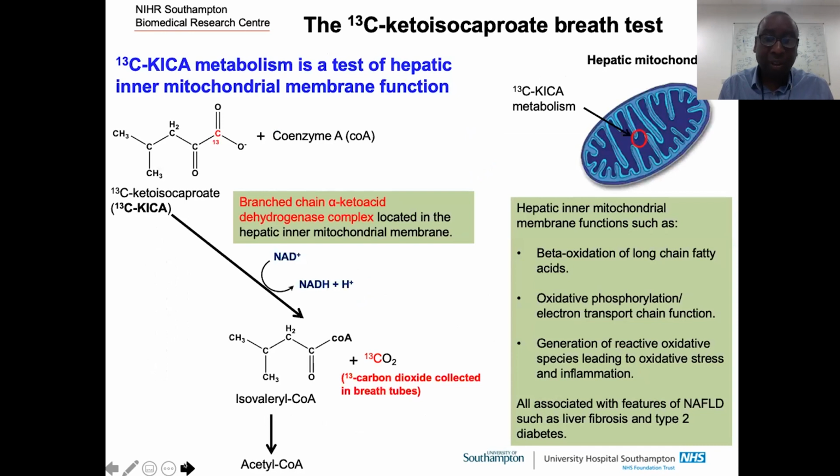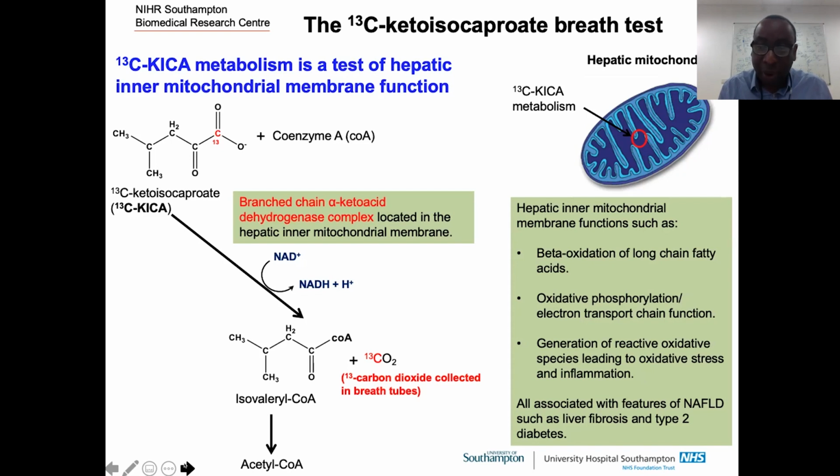So we decided to choose the 13C ketoisocaproate breath test. The reason we chose it is that the 13C ketoisocaproate breath test, otherwise known as 13C KICA, has a metabolism that is a test of hepatic inner mitochondrial membrane function. And the inner mitochondrial membrane function is a very important aspect of the mitochondria itself, because this site of the mitochondria is where you have your beta oxidation of long-chain fatty acids. You also have your electron transport chain system, or your oxidative phosphorylation.